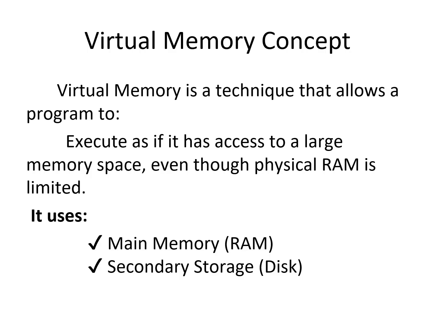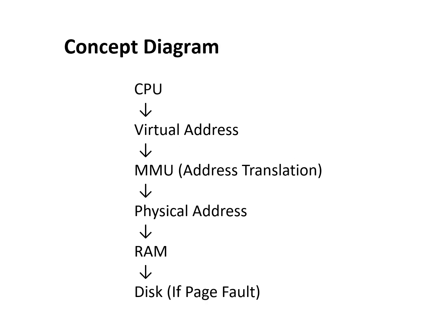When the program runs, the CPU generates the virtual address. The virtual address is then converted into a physical address using the memory management unit. It is called the MMU, memory management unit. This is the concept diagram. The first one is the CPU, the second one is the virtual address, then the virtual address is converted by the MMU, and the MMU produces the physical address, and then RAM. The final one is disk storage. The disk is used if page faulting occurs.